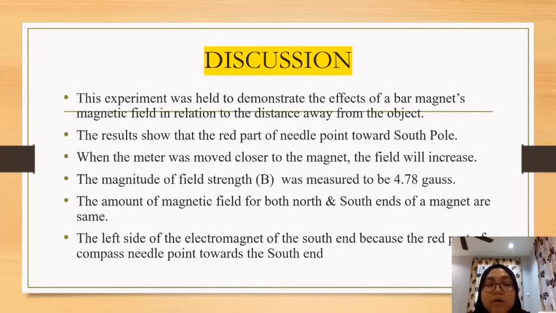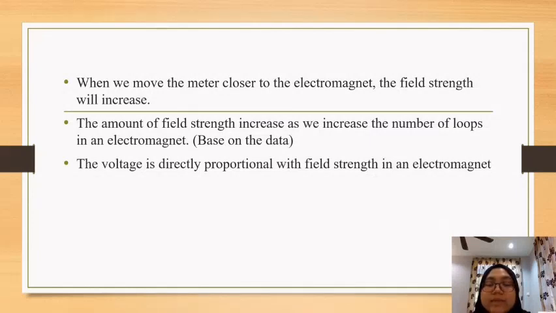The magnetic field at both the north and south ends of a magnet is the same. The left side of the electromagnet is the south end, because the red part of the compass needle points towards it. Next, when we move the meter closer to the electromagnet, the field strength increases. The field strength also increases as we increase the number of loops in the electromagnet. We can see this in the data that I showed earlier. The voltage is directly proportional to field strength in an electromagnet.